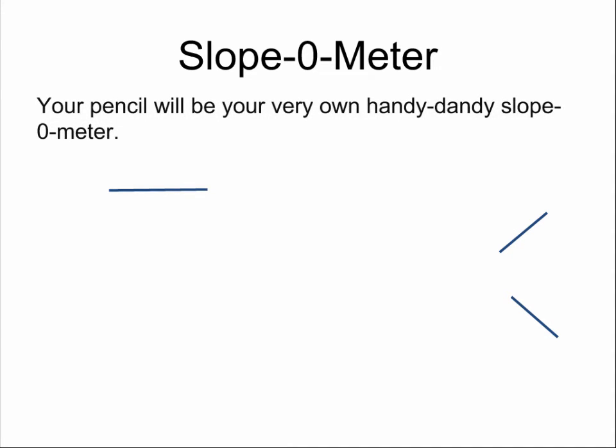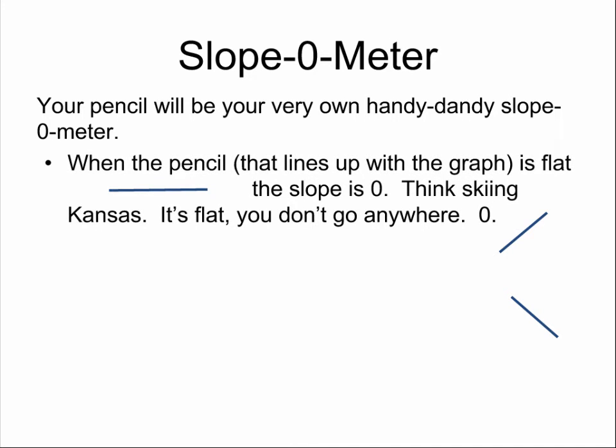So your slopometer is going to be one of three things. It's going to be flat, it's going to go up, or it's going to go down. Your pencil is going to become your very own handy-dandy slopometer. When the pencil that lines up with the graph is flat, now we're reading the pencil, the slope is 0. Think skiing, Kansas. It's flat. You don't go anywhere. So that slope equals 0.